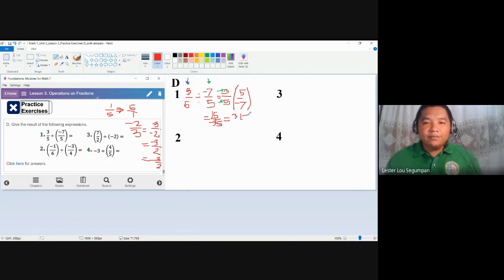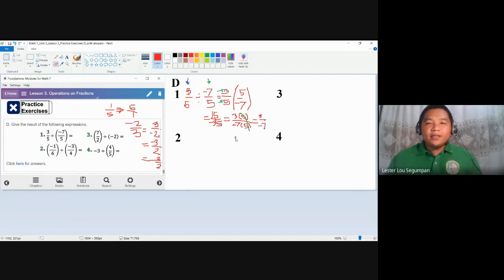3 times 5, sorry, 3 times 5. And then you have here negative 7 times 5. Cancellation law for multiplication tells us that we can cancel this out. And the answer will result to 3 over negative 7.